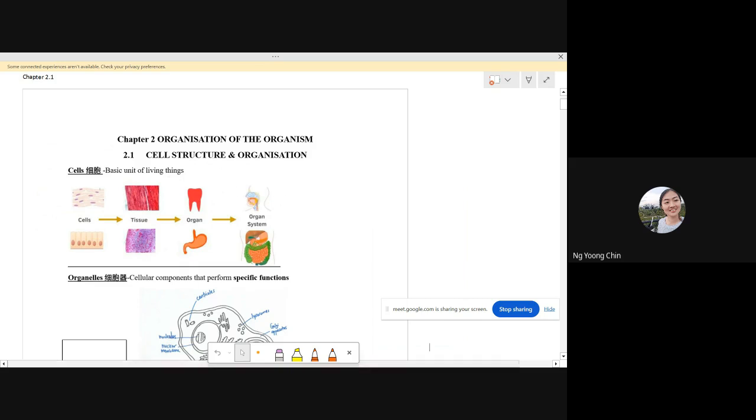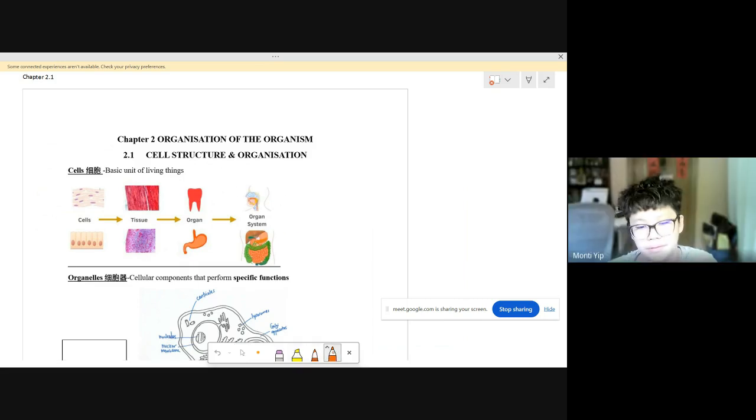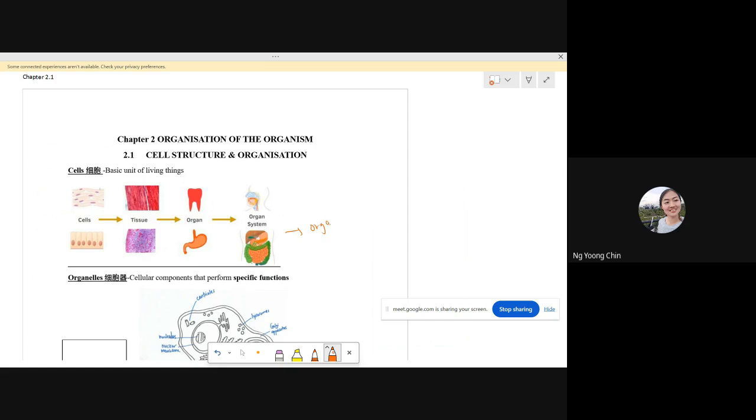You are an organism. So you are made of billions of cells, a lot of cells. Actually, you yourself, this is you, Monty, are made out of various systems. For example, you are made out of the respiratory system, digestive system, immunity, lymphatic system, those kinds of things.